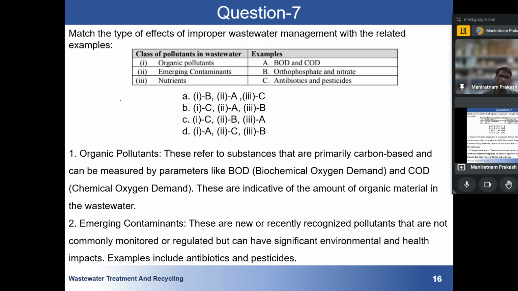Coming to question number 7, match the type of effects of improper wastewater management. This question is similar to the question asked in lecture 1.